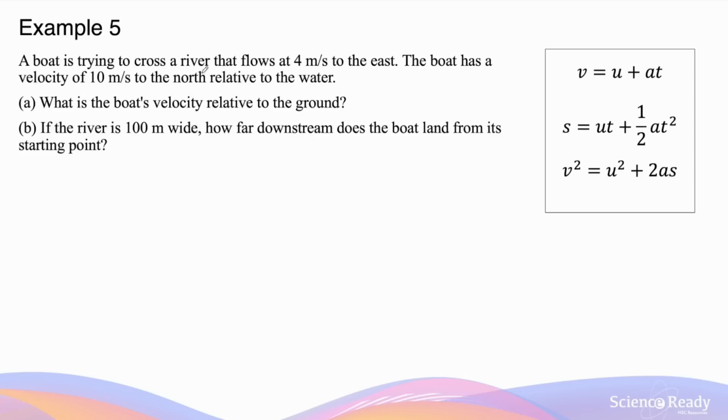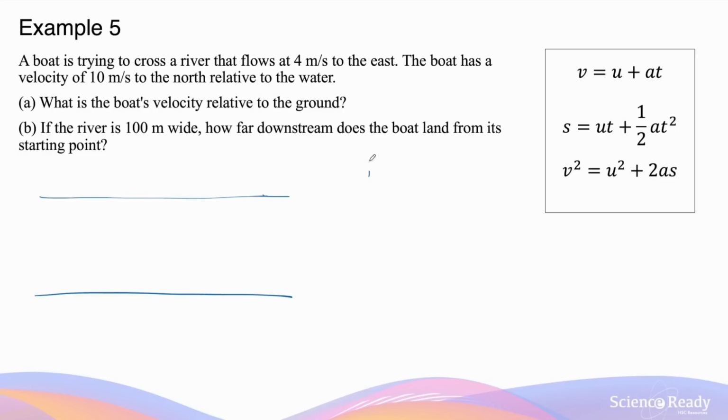A boat is trying to cross the river that flows at 4 meters per second to the east. The boat has a velocity of 10 meters per second to the north relative to the water. What is the boat's velocity relative to the ground? So let's draw a diagram to better visualize this question.